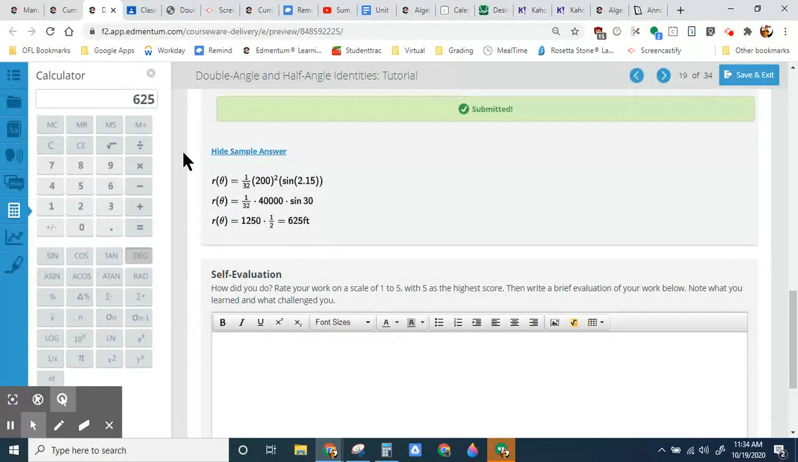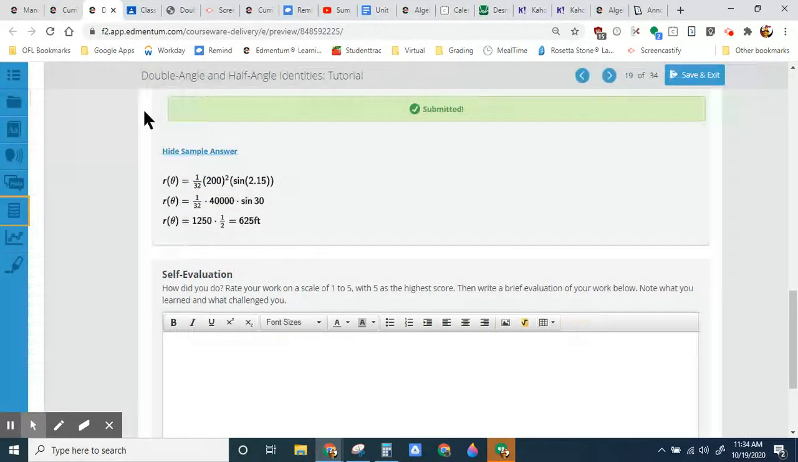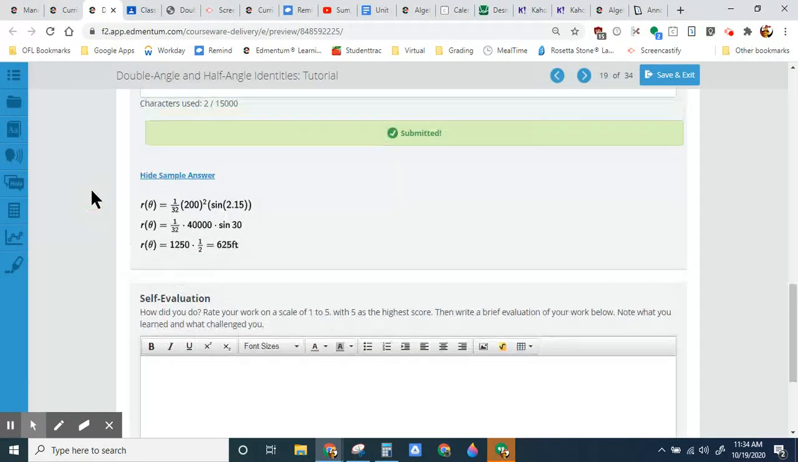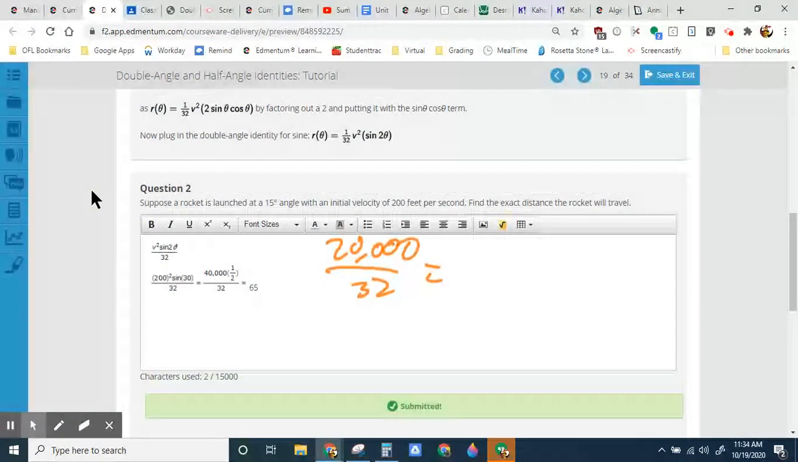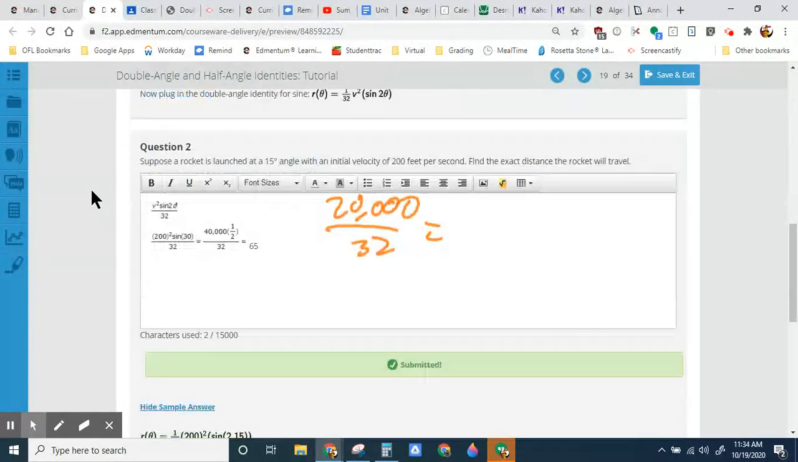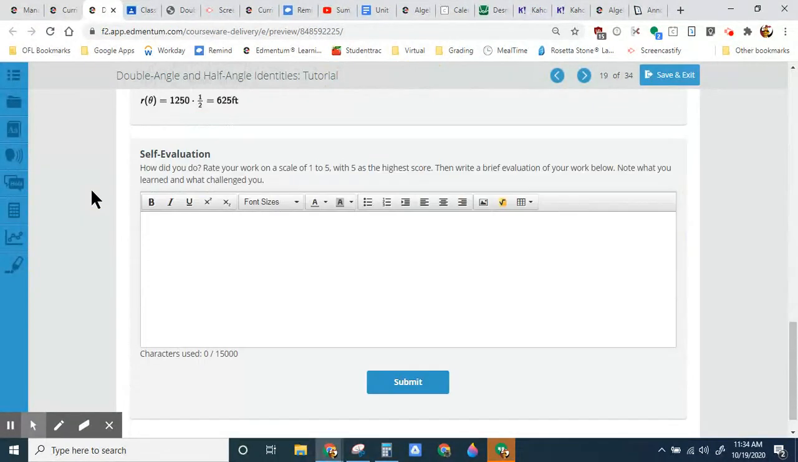But this is one of those cases in which it's good to have your half angle formulas, because sine of 15 is hard to do, but sine of 30, you can just use a unit circle.